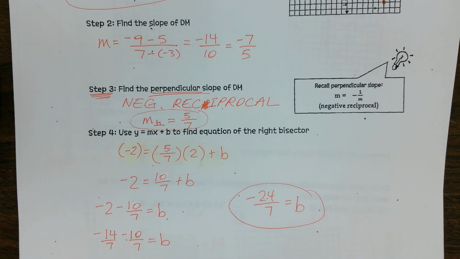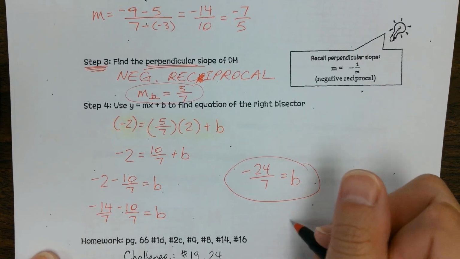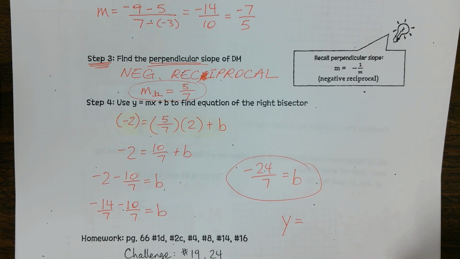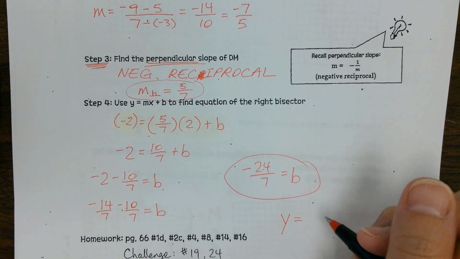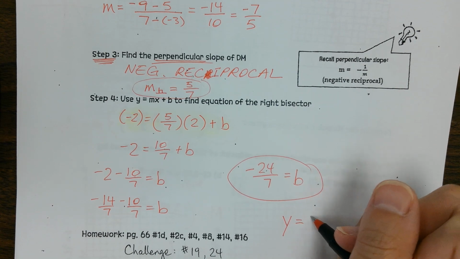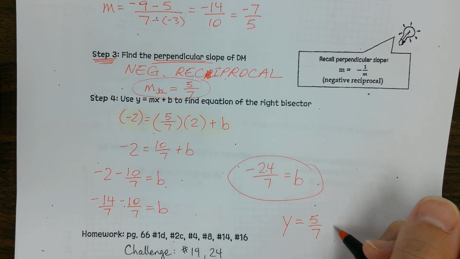I have my slope, I have my y-intercept, therefore the equation of the line is, final answer? Kelly? Y equals 5 over 7 x minus 24 over 7.